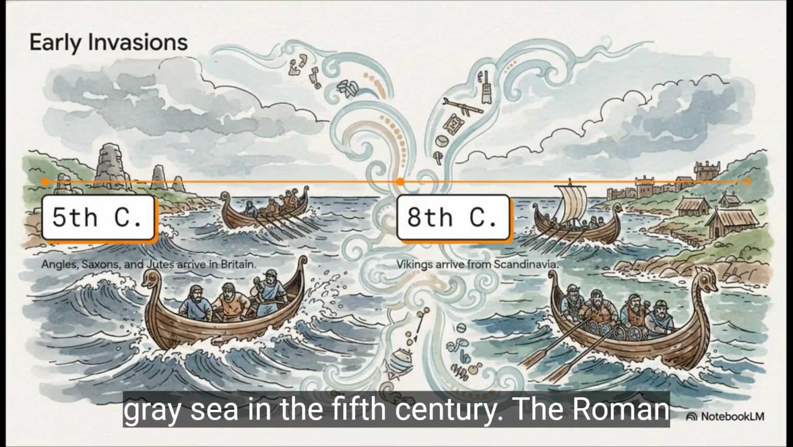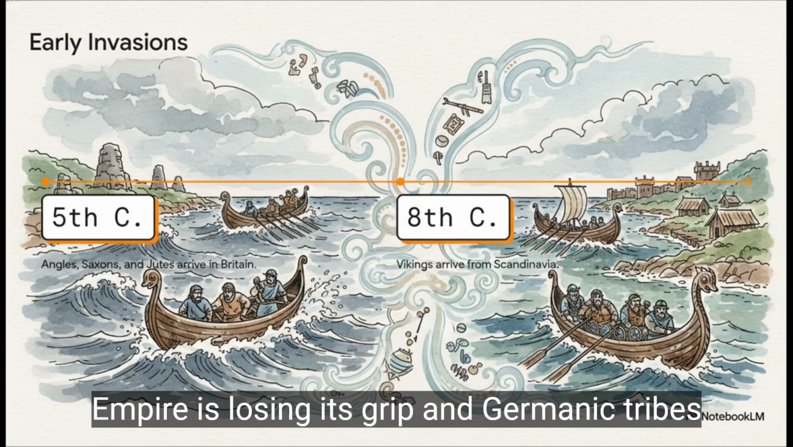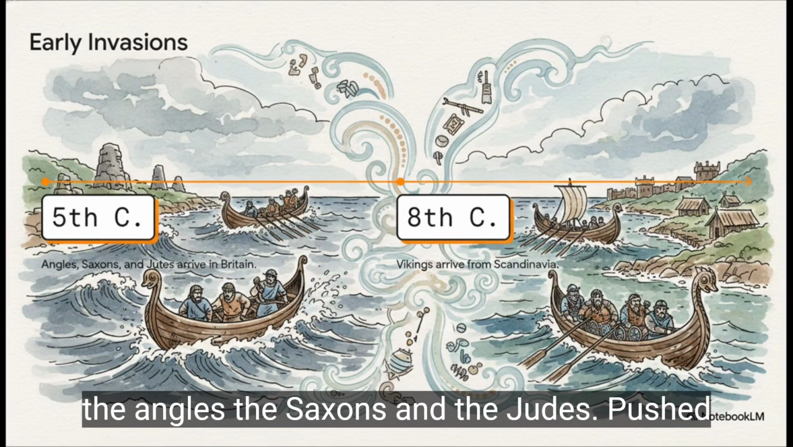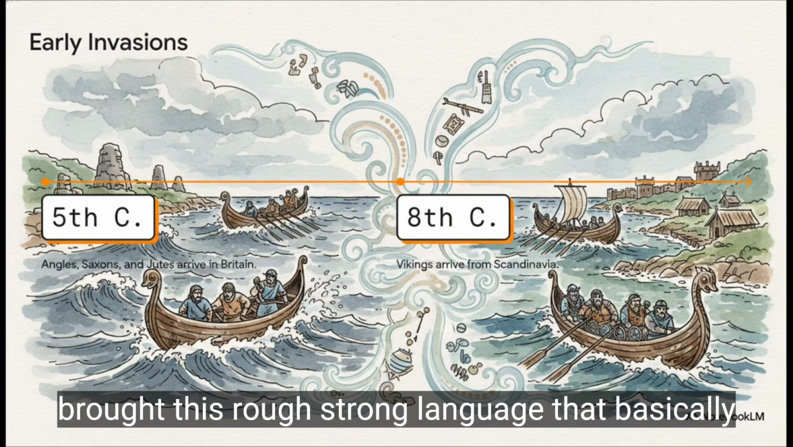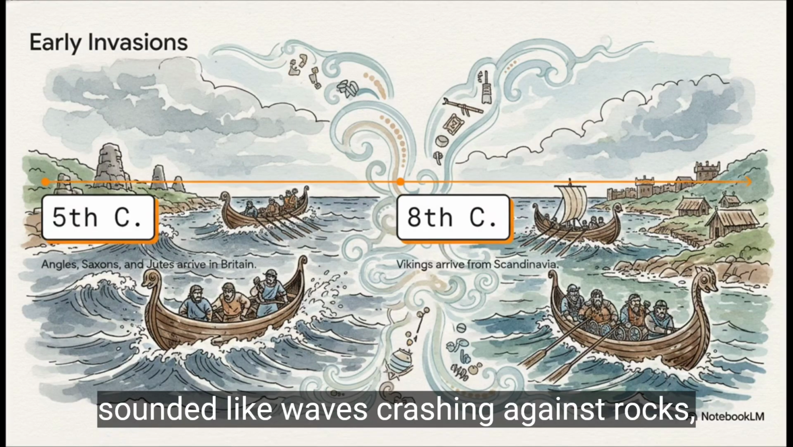Picture a cold, gray sea in the 5th century. The Roman Empire is losing its grip, and Germanic tribes, the Angles, the Saxons, and the Jutes, push their wooden boats onto the shores of Britain. They brought this rough, strong language that basically sounded like waves crashing against rocks.